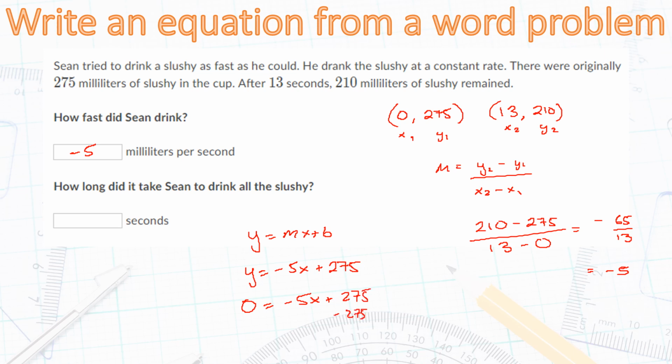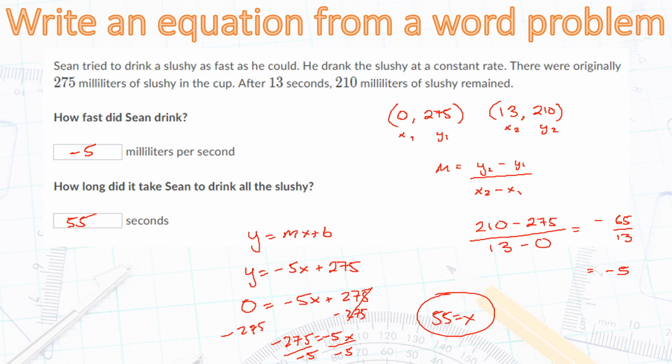Subtract 275 from both sides, and we get negative 275 is equal to minus 5x. And divide by minus 5 on both sides, and we would get 55 is equal to x. So the total from start to finish is almost a minute, so 55 seconds. And that would be my interpretation of the question.